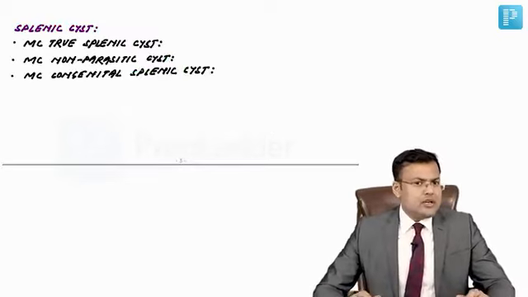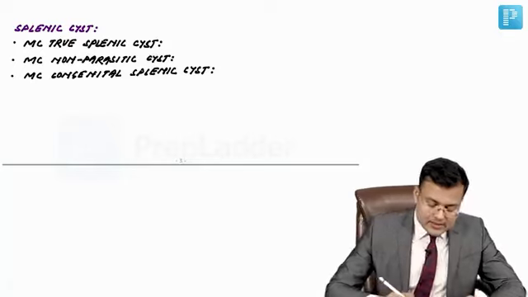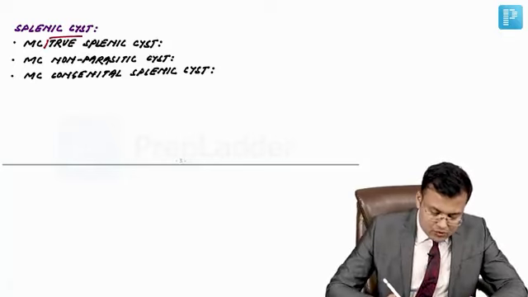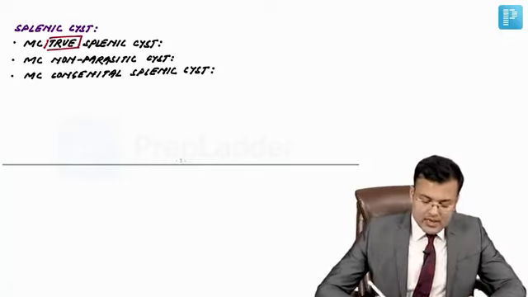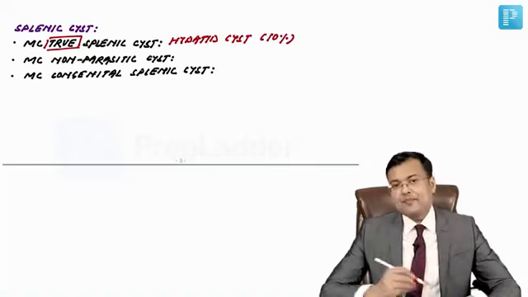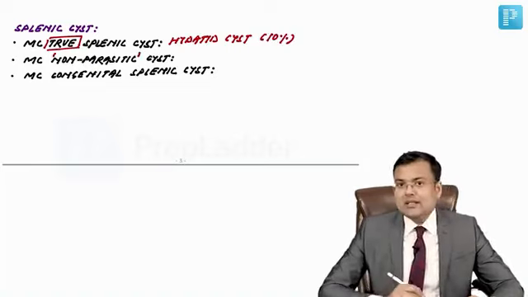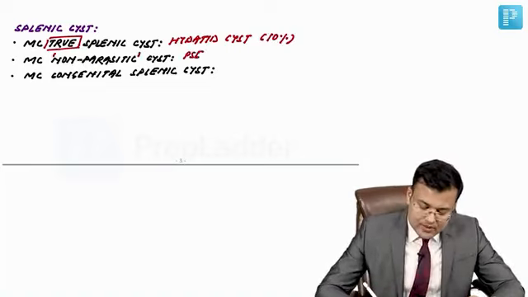Now see the questions related to splenic cyst. What is the most common true splenic cyst? It is hydatid cyst. How much is the incidence of hydatid cyst? That is 10%. What is the most common non-parasitic cyst? And this is pseudocyst.